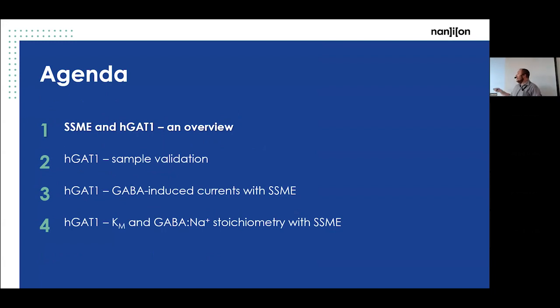As a quick agenda of the talk, first of all, I would like to briefly introduce to you the technique, in case some of you don't know it, and also the target, so the human GAT1. Then I would like to briefly go to the sample validation. Then I would like to have a deep look into the GABA-induced current with the solid supported membrane electrophysiology. And in the end, just the functional characterization, so the Km and the GABA sodium stoichiometry.